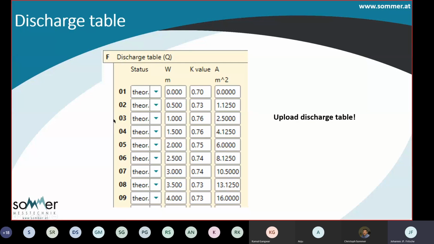And then of course you need to specify the discharge table. We have heard that in our previous webinar, how to build a cross-sectional profile and how to generate the discharge table. When setting up the instrument, make sure that you upload the discharge table to the sensor, so that it's available for the correct measurements of your RQ system.